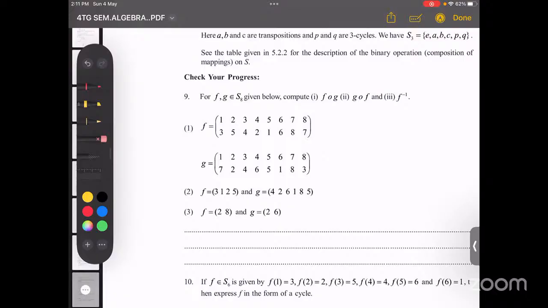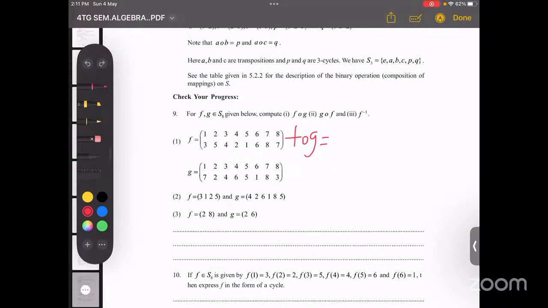You know that f circle g means first you have to take this permutation g. Whatever the elements are there in this, you have to take that permutation g, and with respect to g, you have to compare the elements of f. So first above you write the same thing, that is 1, 2, 3, 4, 5, 6, 7, 8. This first row, whatever it is, you write in the order.